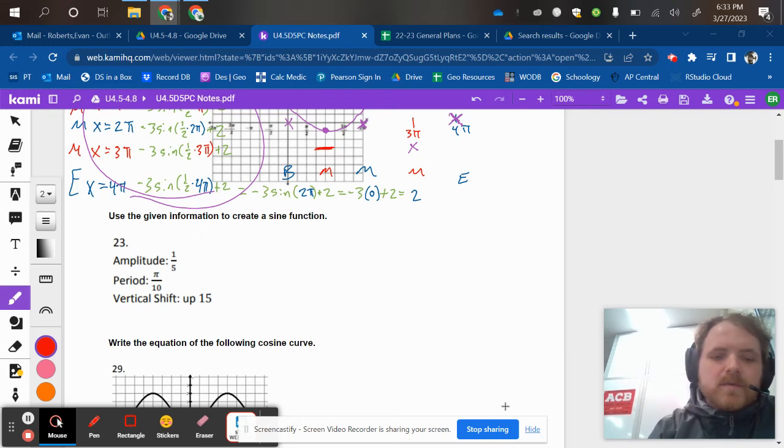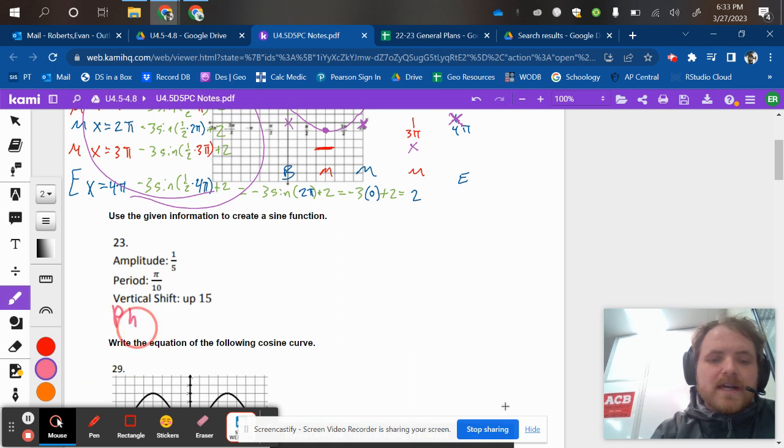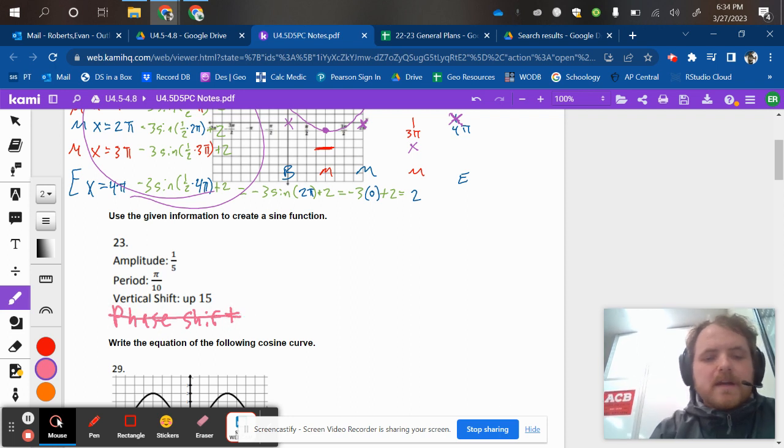Hey guys, so we're just moving on here. We are trying to create a sine function given the amplitude, period, and vertical shift. You keep seeing something about a phase shift, but we have not talked about that yet. Okay, so phase shift is something else, so just don't worry about that for right now.